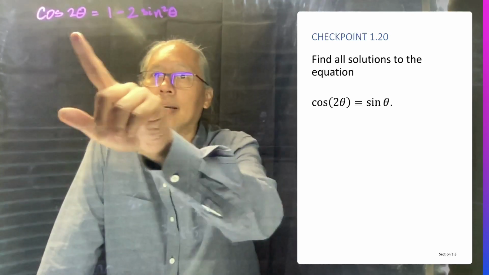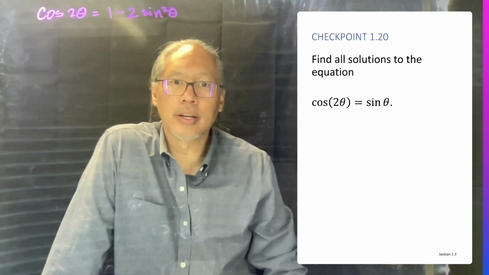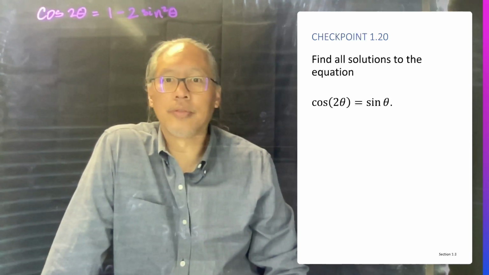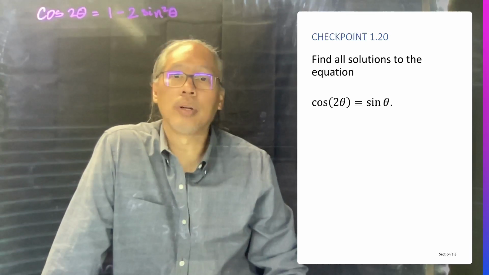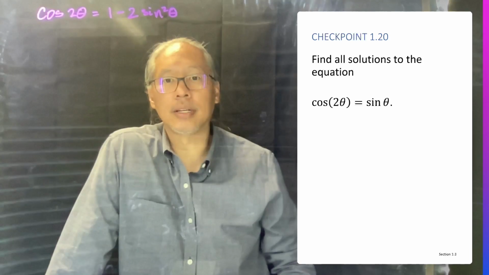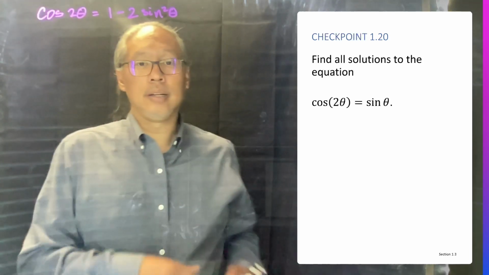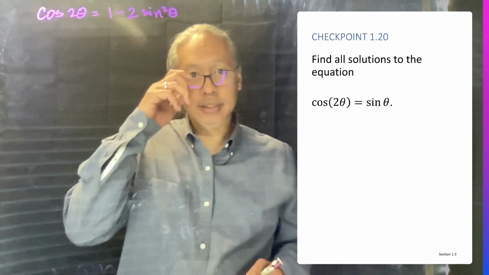The cosine 2 theta actually has three possibilities for its double angle formulas. One involves just the cosine, one involves both the sine and the cosine, and this one involves just the sine. And so this is the one that I am interested in using, and set that equal to the sine.